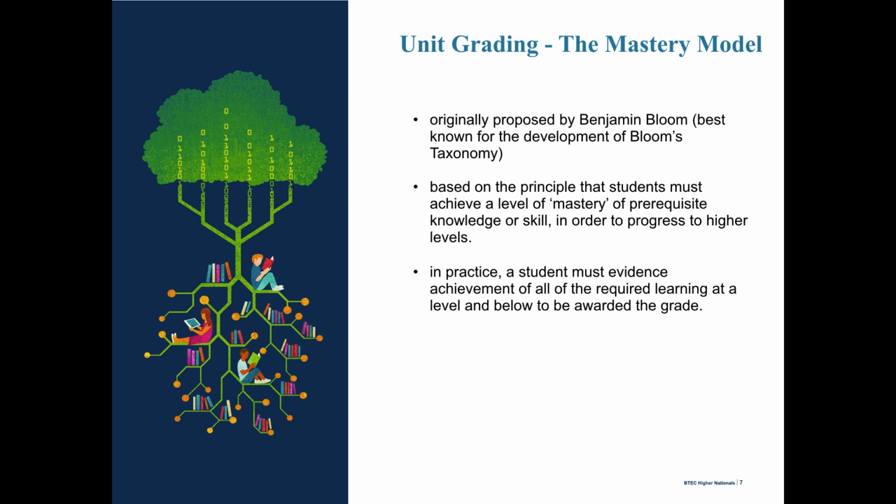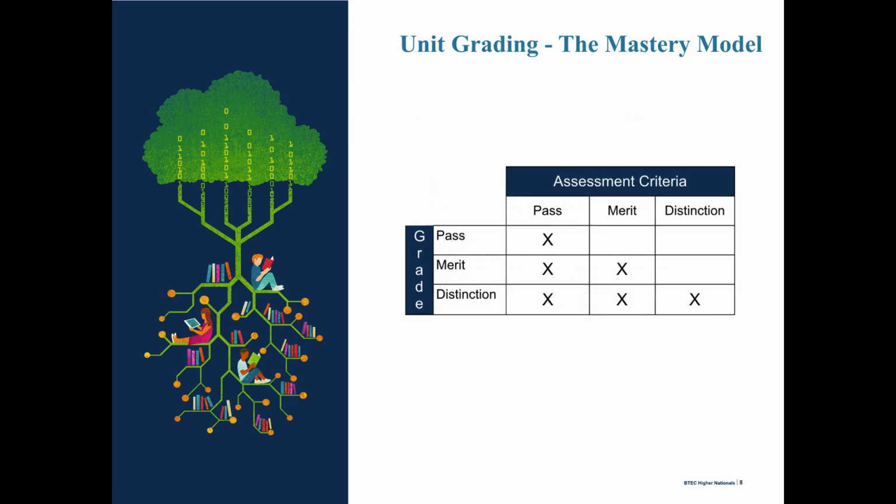In practice in the Higher Nationals, this means that a student must achieve an evidenced achievement of all the required learning at a level and below in order to be awarded the grade. So what this means is that for a student to achieve, for example, a distinction, they must also achieve merit and pass. So the student has to achieve all levels at and below the level of the grade. So for merit, it's merit and pass, and so on. This is not new. This has been the case for Higher Nationals for some time.